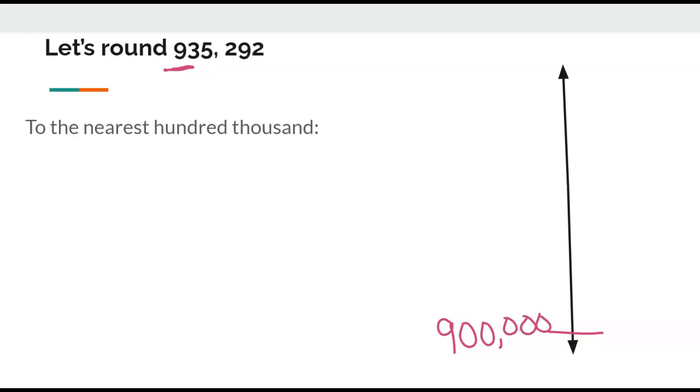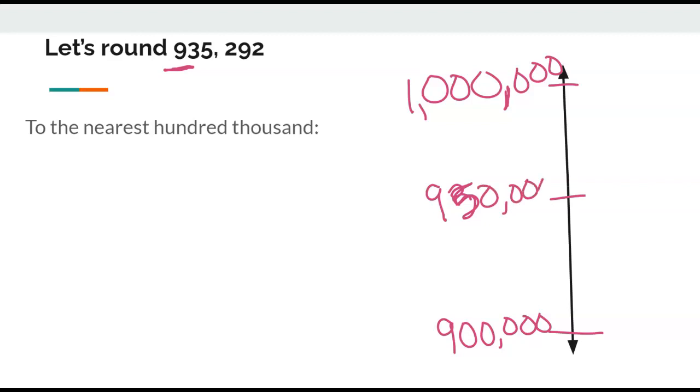Now, so I have 900,000. Then one more 100,000 is 10 100,000s, and that's going to equal 1 million. Halfway between that is going to be 950,000. So if we look at our 935,000, that is less than 950,000. That's going to be somewhere in here, which means it's closer to 900,000.